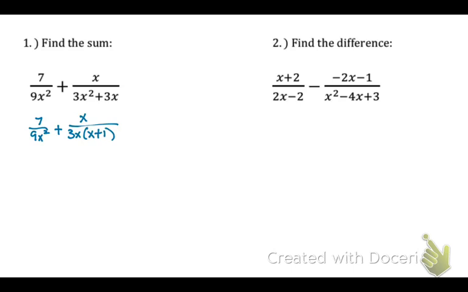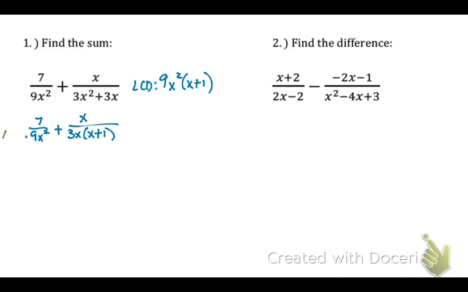So we need a factor from each of the denominators. So I need a 9x squared from my first. Now if I look at my second denominator, I need a 3x. But 3 is a factor that's contained within 9, and x is a factor contained within x squared. So I don't need to repeat it. It's contained within what I already have. But I do need to add an x plus 1. So there's my common denominator.